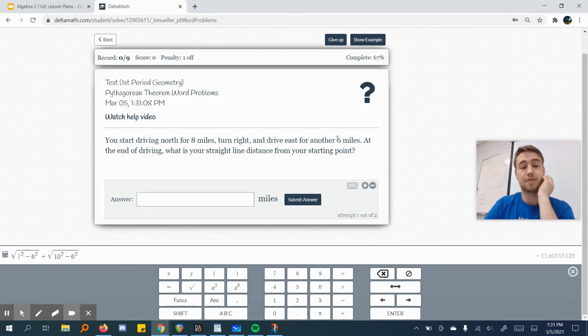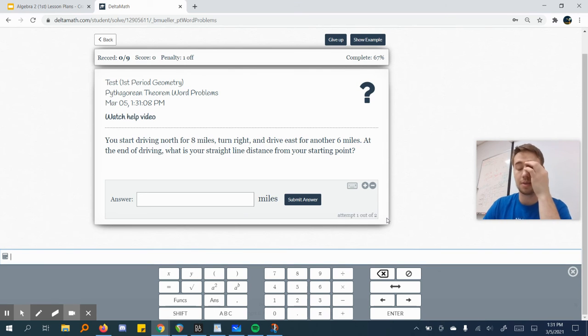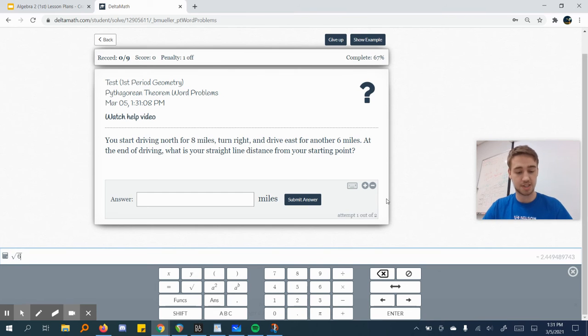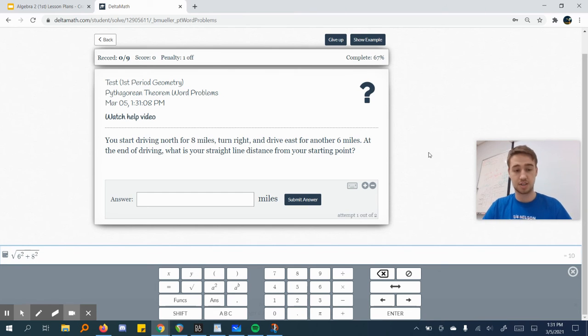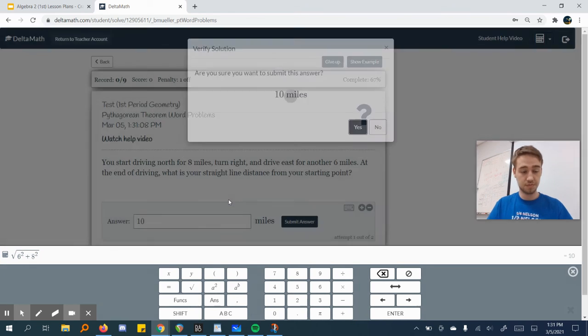Now finally, you start by driving north for 8 miles, turn right, drive east for another 6 miles. At the end, what is your straight line distance from your starting point? These word problems can be a little bit tricky, and your goal is to simply visualize where you end up in terms of how far east and how far north you go. So plus 8 north and plus 6 east. And that gives you radical 6 squared plus 8 squared, which is 10. That's going to be your distance.